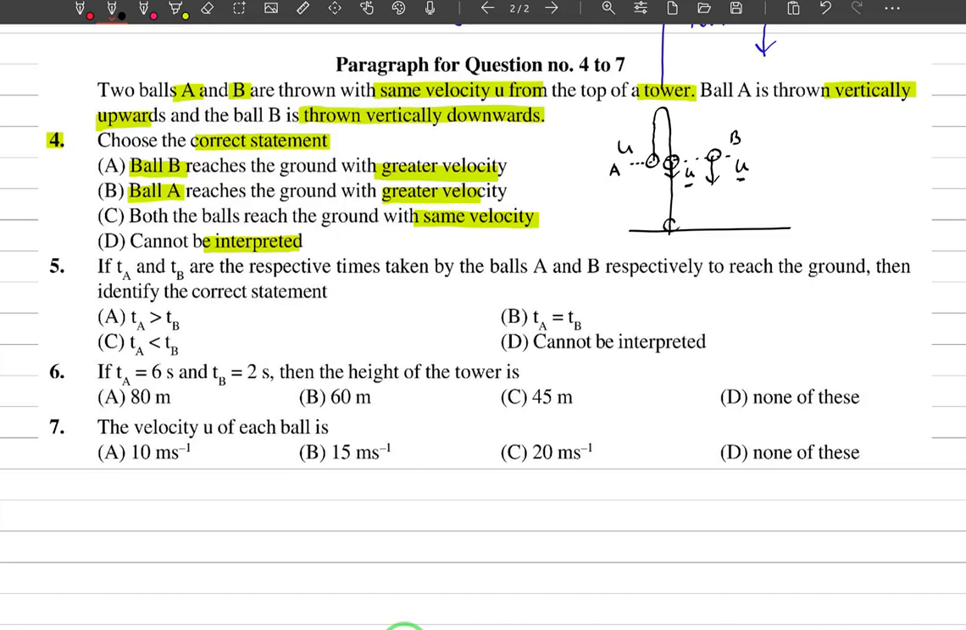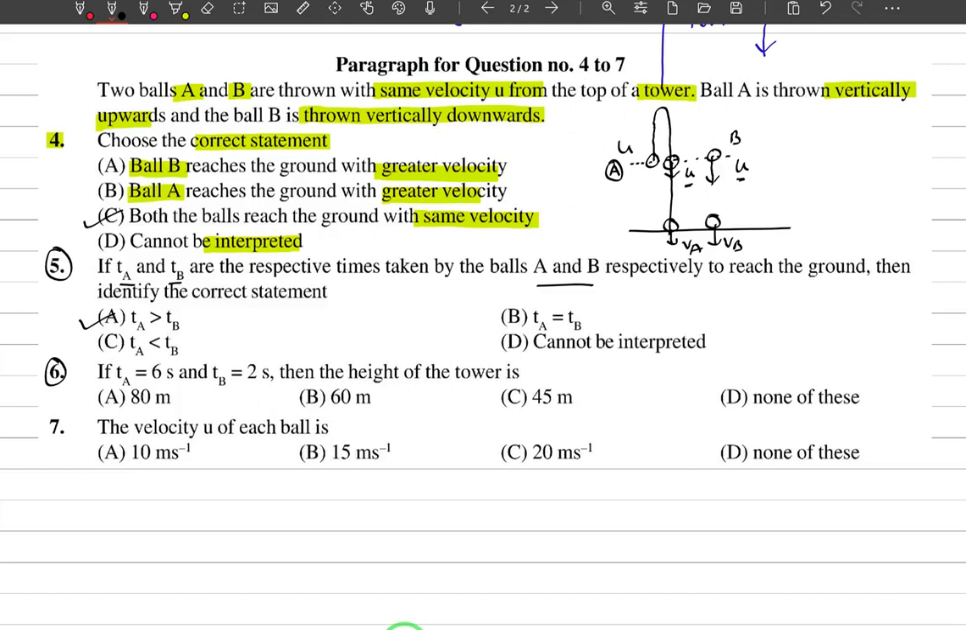So which one will hit with the more velocity? Both will hit with equal velocity VA and VB, right? Yes, of course A will take more time to reach the ground compared to B. B will reach earlier to the ground, right? So what is question number 5? TA and TB are respective times taken by the balls to reach the ground, then identify the correct statement. The answer will be A and 4 का आंसर हो जाएगा C.